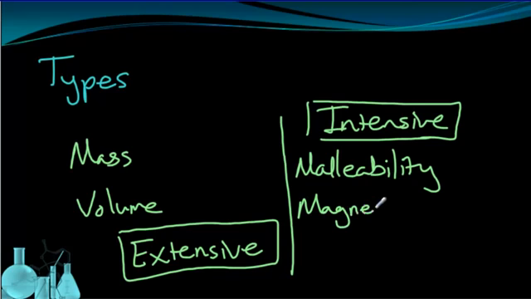Magnetization is another intensive property. If a material is magnetic, it doesn't matter if you have a lot of it or a little bit of it, it's still going to be magnetic.